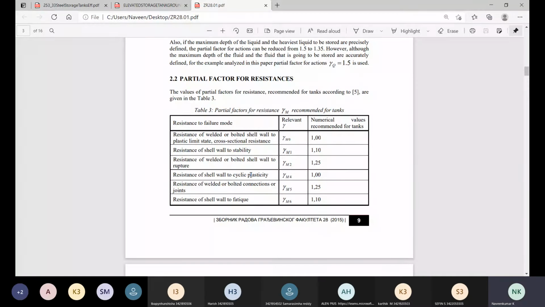The second case is resistance of the shell wall to stability. To ensure the stability of the water tank, to have the factor of safety in that aspect, you choose this value.